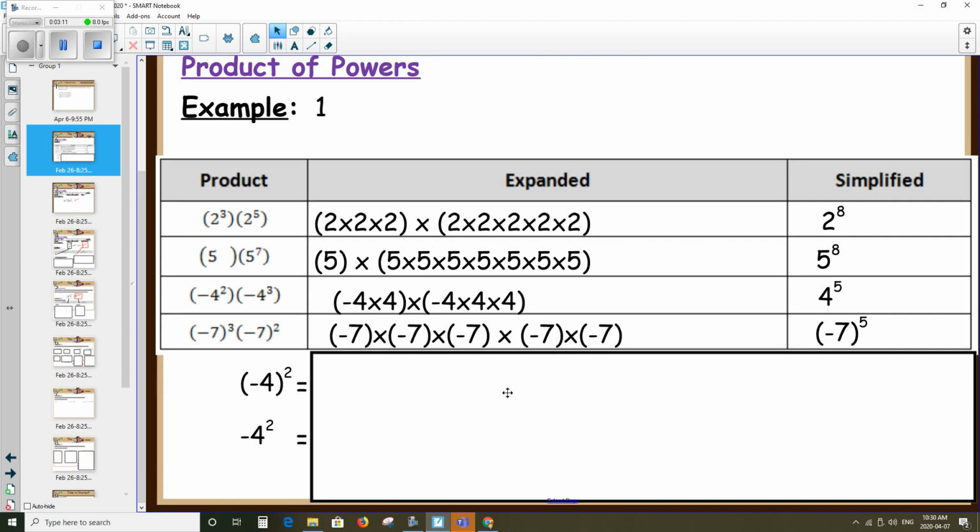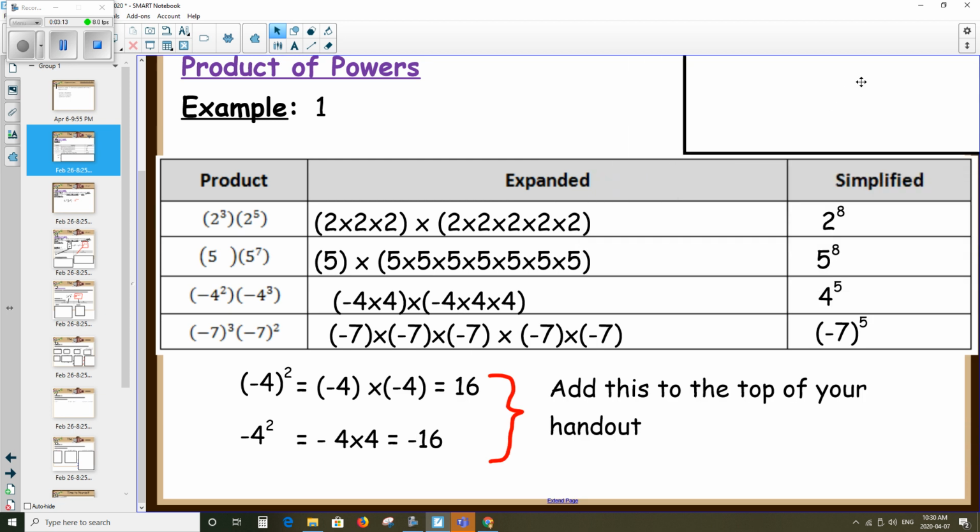Okay, so now at the bottom here, this part you don't have on your sheet, so you can add this to the top of your handout as an extra example. Okay, notice the difference. The first example has brackets, and the second example doesn't. When there are brackets, you're writing the entire thing 2 times. Right, (-4) times (-4). Negative times a negative is a positive, so it's positive 16.